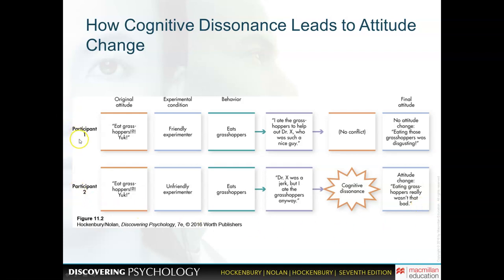Okay, participant number one at the top here. This is the individual that did not really experience any conflict, didn't know cognitive dissonance, so they ended up not even changing their attitude. They had the same attitude as they had in the beginning. You can see right here, their original attitude was, "Ooh, eating grasshoppers? Yuck." And then at the very final attitude, no attitude change. They said, eating those grasshoppers was disgusting. So feel free to pause the video here and take notes or just look at it at your own pace.